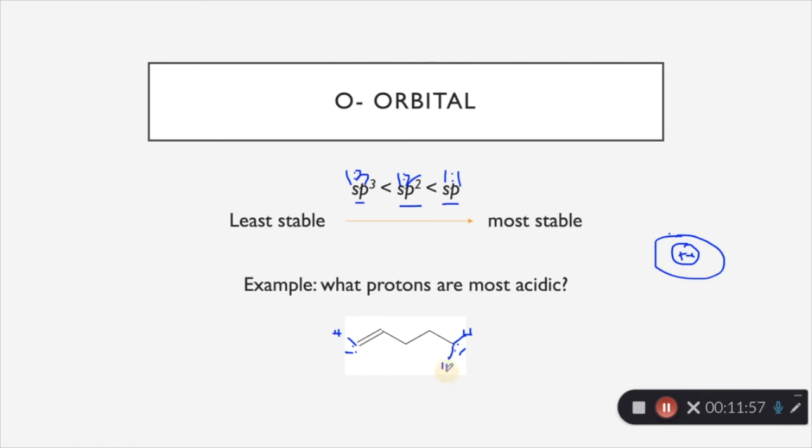So now if we're looking at the orbitals of both of these, you have 1, 2, 3 electron groups on it. So it is going to be sp2 hybridized. And then if you look at this one, you have 1, 2, 3, 4 electron groups on this carbon. So it is going to be sp3 hybridized. So this carbon right here is going to be more acidic because it has more S character.